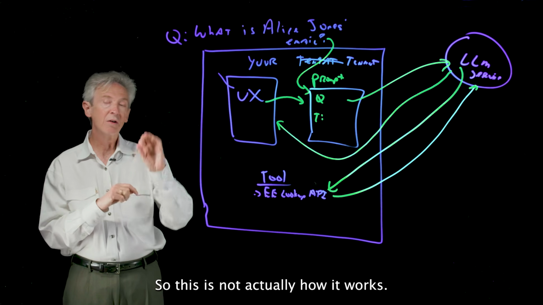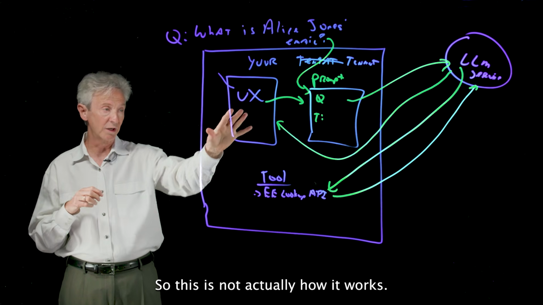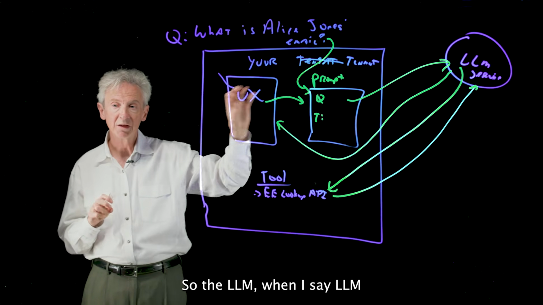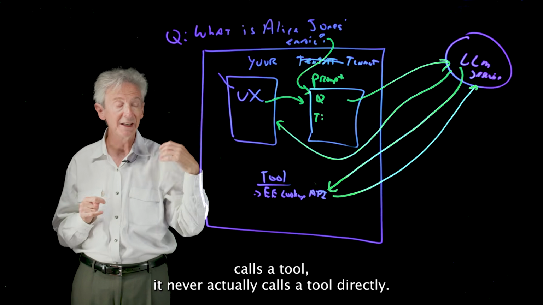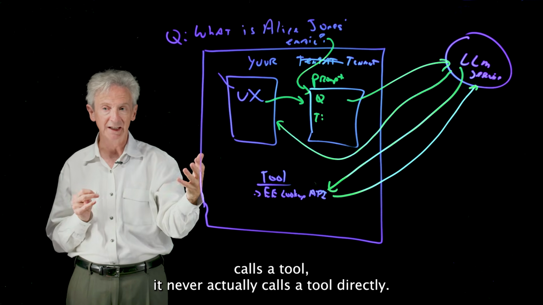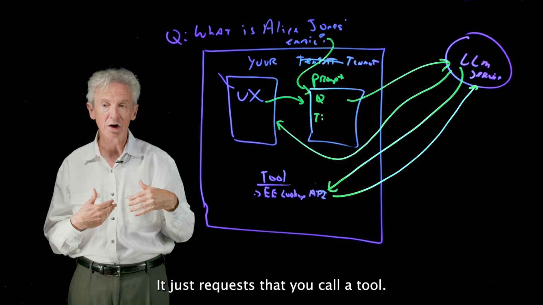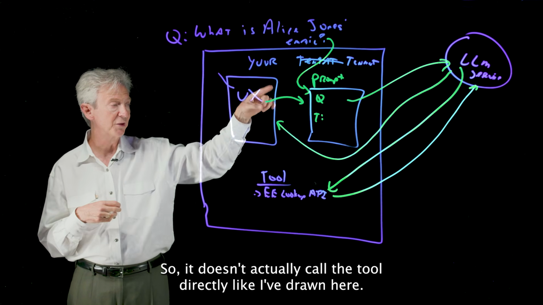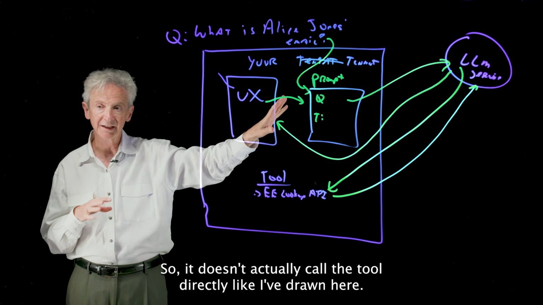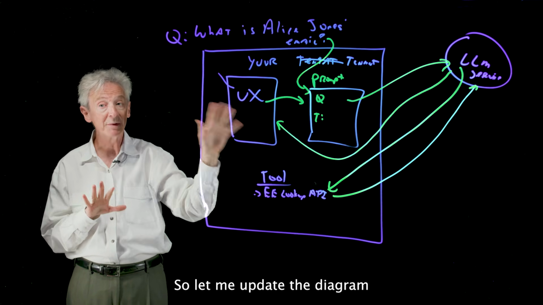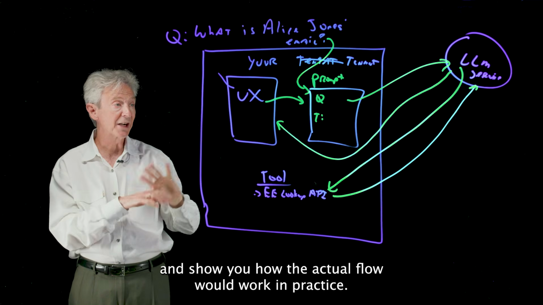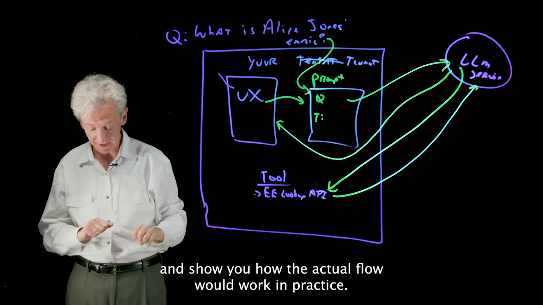Okay? So this is not actually how it works. So when I say LLM calls a tool, it never actually calls a tool directly. It just requests that you call a tool. So it doesn't actually call the tool directly like I've drawn here. So let me update the diagram and show you how the actual flow would work in practice.